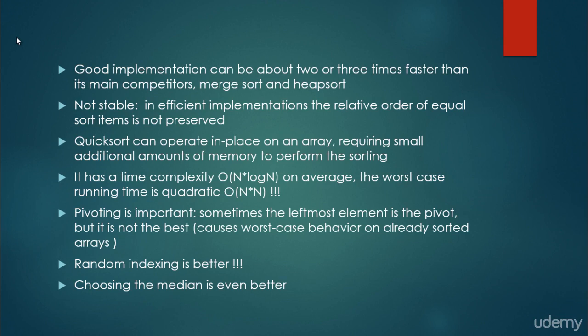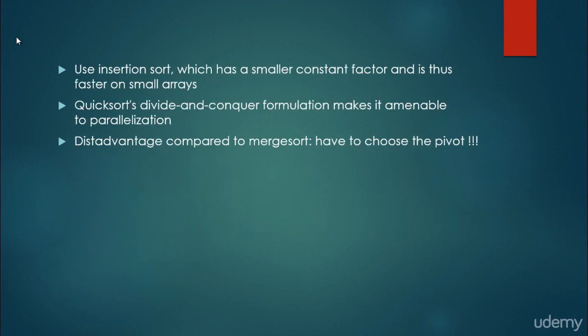And choosing the median is even better. It was invented by Professor Sedgewick from Princeton University, and he came to the conclusion that pivoting is very important, and that choosing the median is the best solution in these situations. Also use insertion sort, which has a smaller constant factor and is thus faster on small arrays, and that's why, as I said earlier, merge sort and Quicksort have insertion sort as a sub-algorithm.